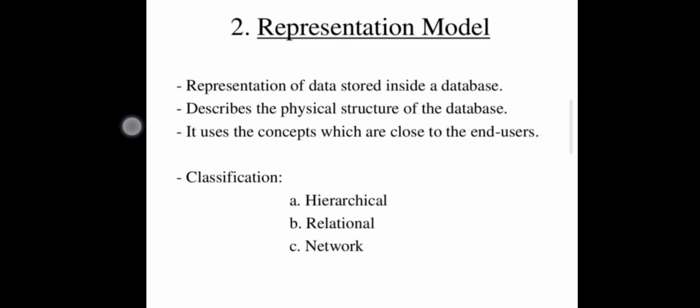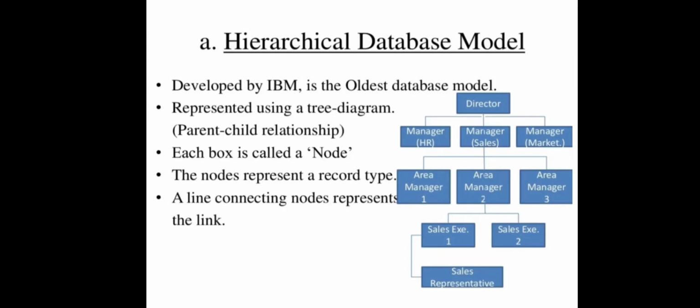Hierarchical database model. It was developed by IBM. It is the oldest database model. It is represented using a tree diagram, also called a parent-child relationship. Each box is called a node. These nodes represent a record type. You can see the diagram. A line connecting the nodes represents the link between the parent and child relationship. That is called a hierarchy model.